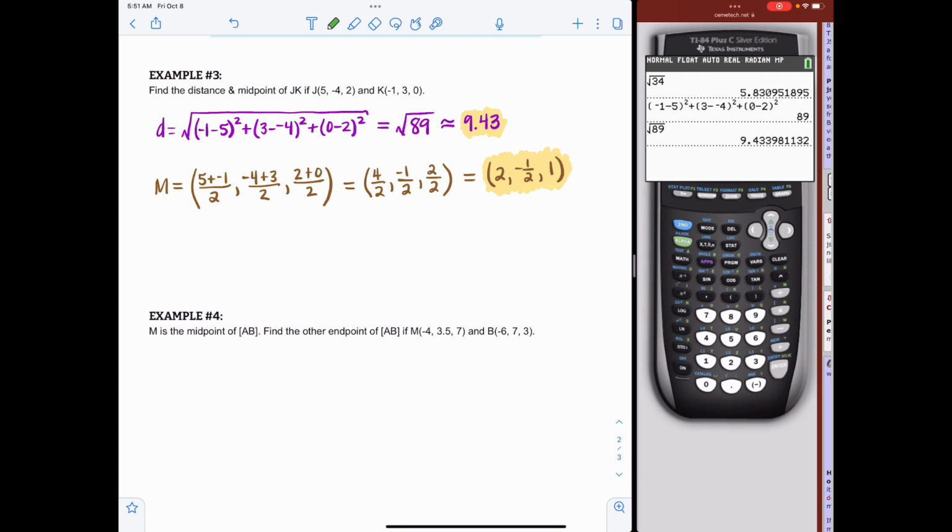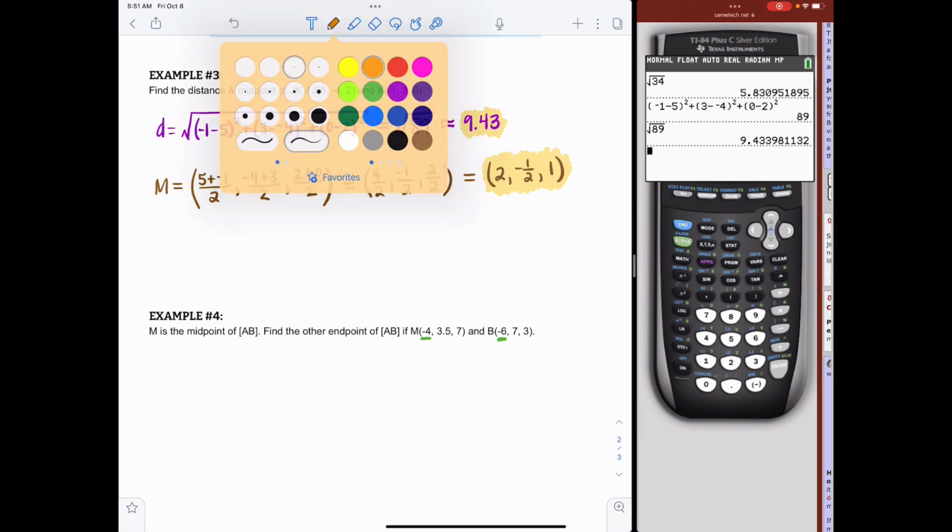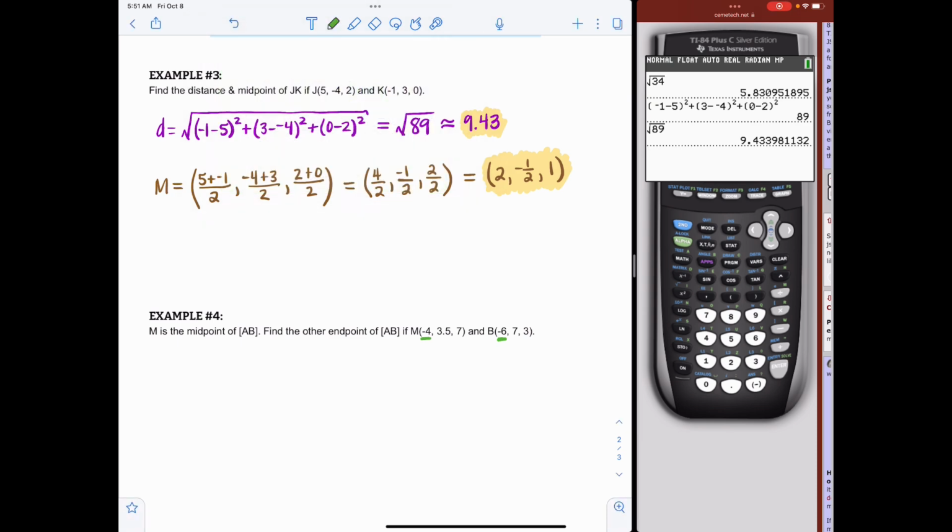So I know that for the X value of my midpoint and the X value of the endpoint B, I can say that (-6 plus some number) divided by 2 should be equal to -4, because we have to find the X value, Y value, and Z value of the other endpoint. So I will multiply both sides by 2, so I get -6 plus X is equal to -8, and then I add 6 to both sides, so I end up getting that X is equal to -2.